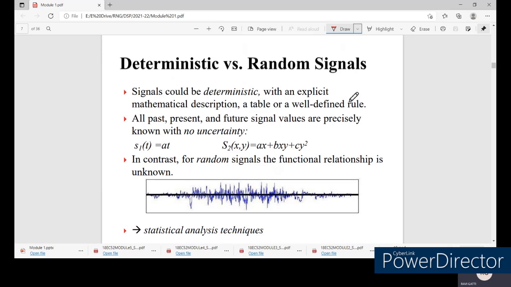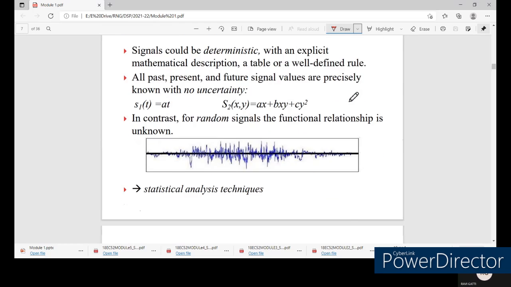This random signal plays an important role when we want to analyze the channel characteristics. In the channel characteristics, it is not possible for us to identify a deterministic signal. Therefore, we go for random signal processing. So this random signal processing plays an important role.